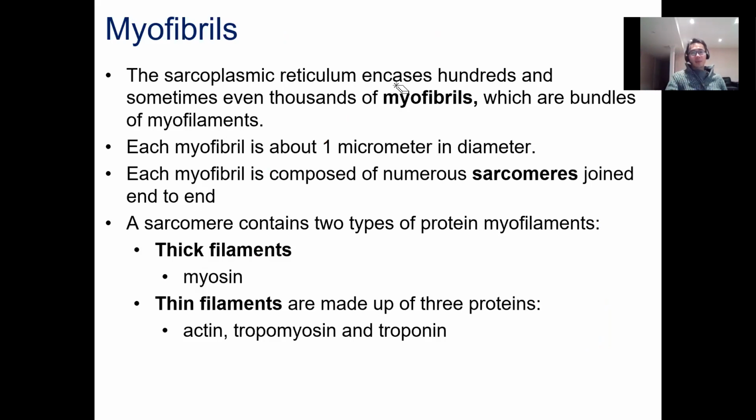Okay, so the sarcoplasmic reticulum encases hundreds and sometimes even thousands of myofibrils, which are bundles of myofilaments. The myofilaments are the actin and the myosin that we talked about. The sarcomeres connect end to end. The thick one is the myosin, as I said. The thin one is actin. That's the major one. But on top of the actin, there are two other proteins, the tropomyosin and the troponin, which I'll explain in a second. But just remember myosin and actin as thick and thin for now.